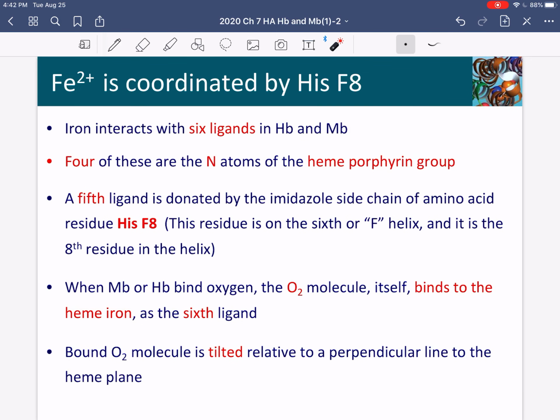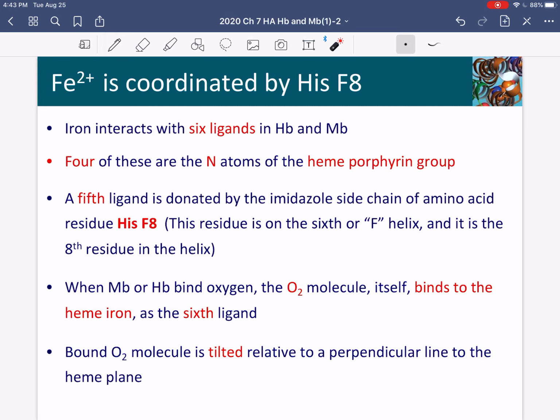Okay. It turns out that helix F, remember I told you the helices were labeled by letters back in the day. The first structure that was solved was myoglobin. We don't do that anymore, but its nomenclature stuck. So histidine in helix F is the 8th amino acid in that helix. So it's called histidine F8, and histidine F8 coordinates the iron on the protoporphyrin ring.